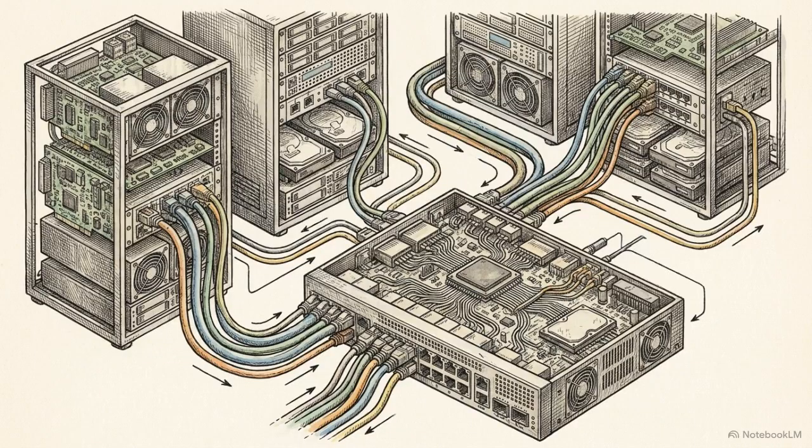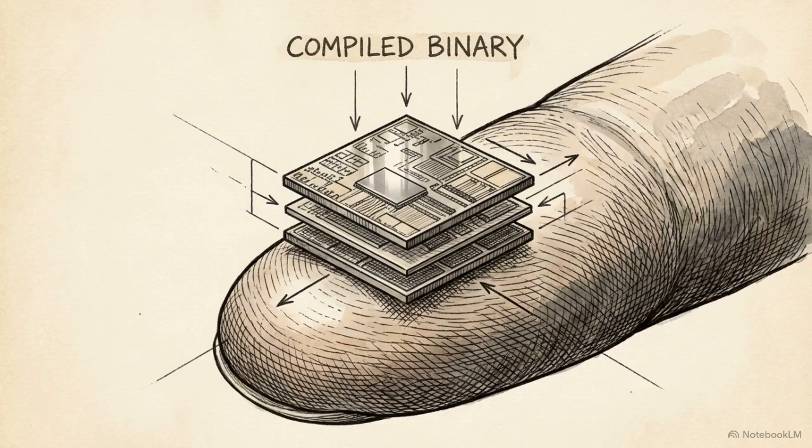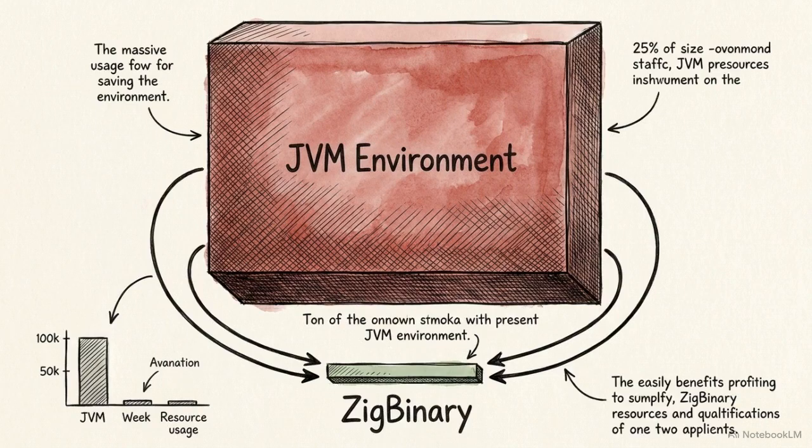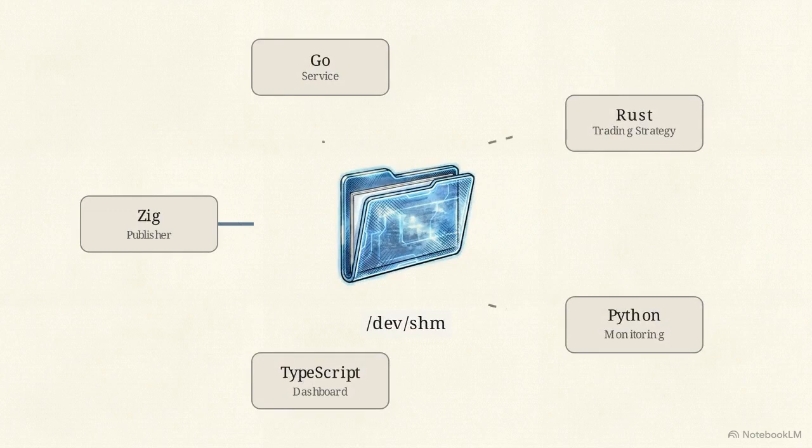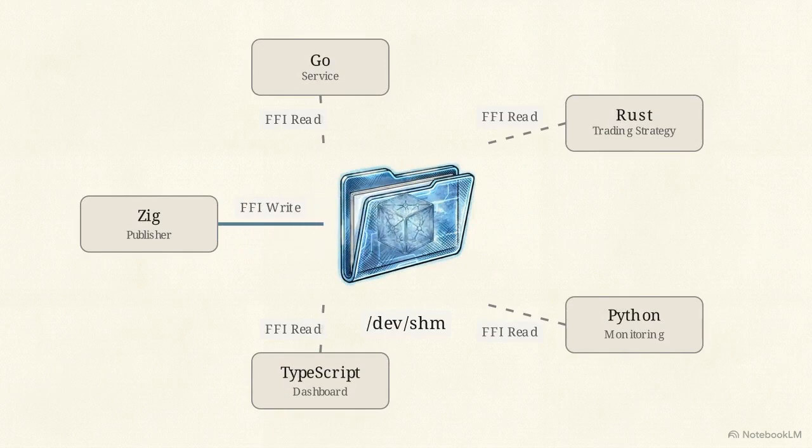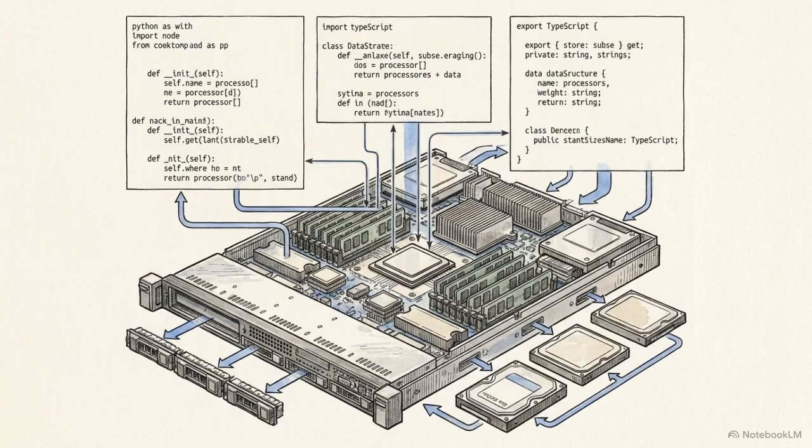HFT environments are rarely built in a single language. They are heterogeneous systems. ZigBolt compiles to a standalone C-ABI shared library that is only about 100 kilobytes. This is a massive reduction compared to the 20 megabyte overhead and slow startup of a JVM-based solution. This topology shows how the architecture integrates. Using foreign function interface bindings, different languages access the same shared memory. A publisher in Zig writes data that a Rust trading strategy and a Python monitoring process read simultaneously from the same memory-mapped region. High-level algorithmic logic in Python or TypeScript can now utilize bare-metal nanosecond-scale transport.